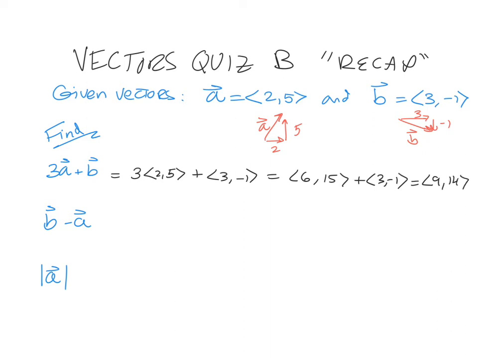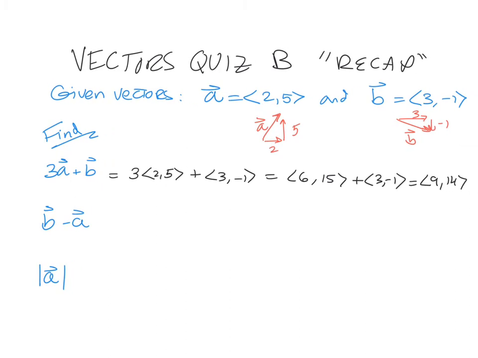Okay, continuing on, let's look at the next question. This says take vector B and subtract from that vector A. So I'll write this in component form. We're starting with B this time, so this is 3, negative 1, and we're going to subtract from that the components of A, which are 2 and 5. We're just going to subtract like components, very simply. So 3 minus 2 is 1 as the first component of our answer. Negative 1 minus 5 is going to be negative 6. There's the second component of our answer.